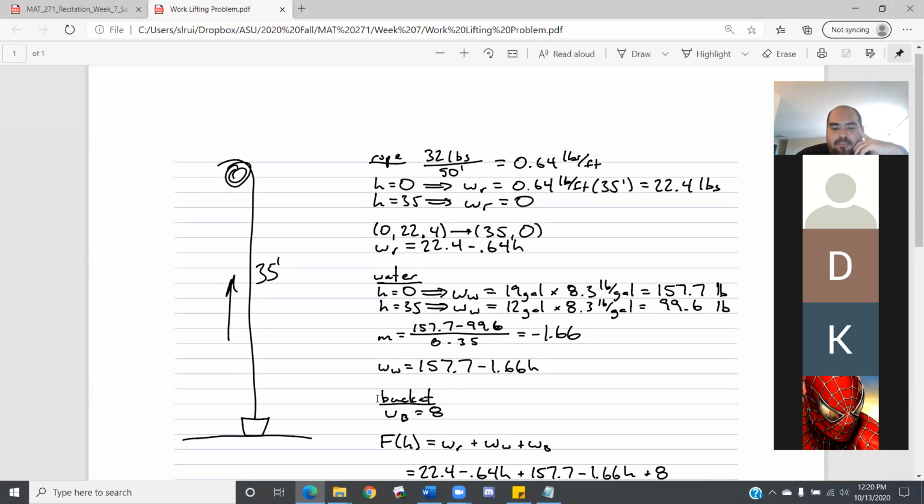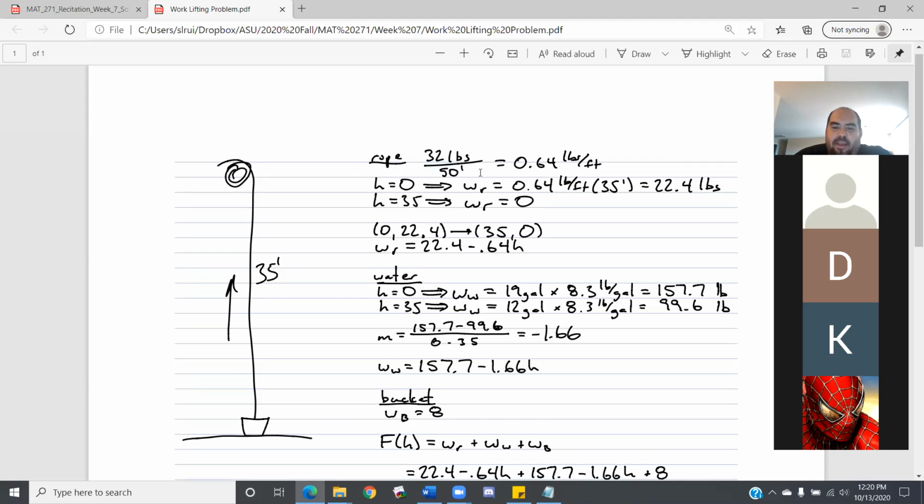Let's just start with the bucket because the weight of the bucket is constant. The bucket weighs 8 pounds, so I've called that W sub B. Bucket's really easy. I just know I have to add 8 to whatever I find for the rope and the water. The rope, I believe we are told that the rope has a total weight of 32 pounds and that it's 50 feet long. So I can use that.